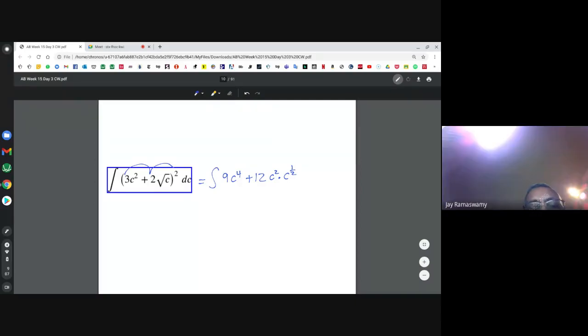Okay, and then what's 2 radical c times 2 radical c? 4c. Correct, 4c. And then dc. This is just rewriting it. And then what does that become? 12c to the 5 over 2. Thank you. Using the fraction trick, 2 times 2 is 4, plus 1 is 5.